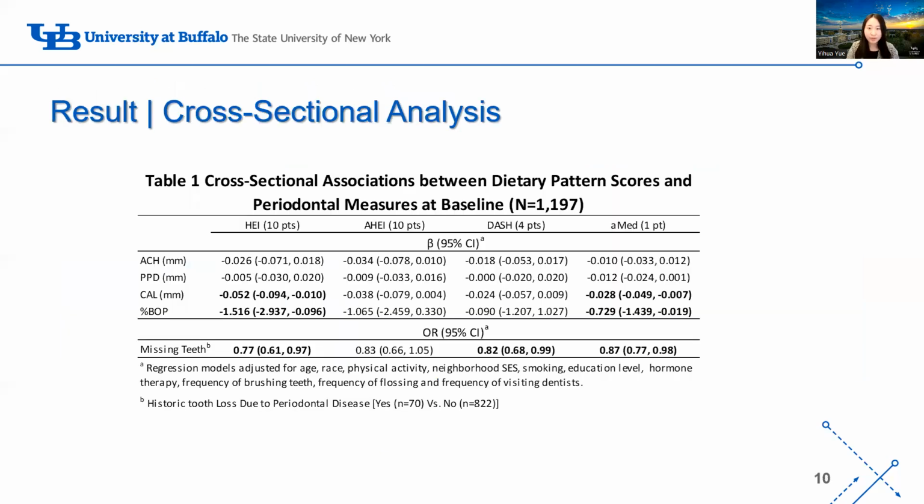Table 1 presents the cross-sectional associations at baseline. Dietary pattern scores are on the top and the periodontal disease measures are on the left. We can see that most beta coefficients are below 0, and we observed a statistically significant association between better adherence to HEI and AMED and lower CAL and lower percentage of BOP. In addition, better adherence to HEI and AMED was associated with lower odds of having missing teeth due to periodontal disease.